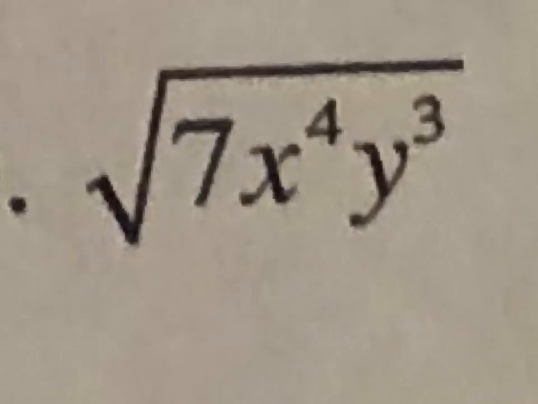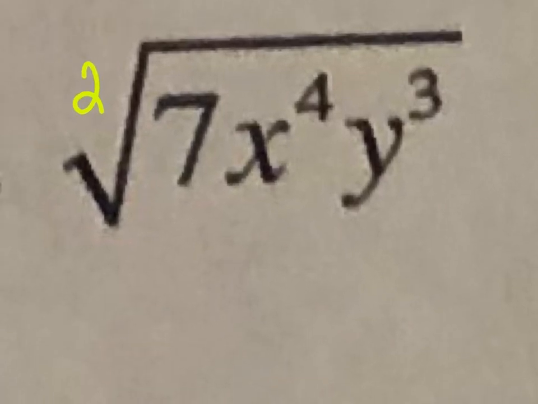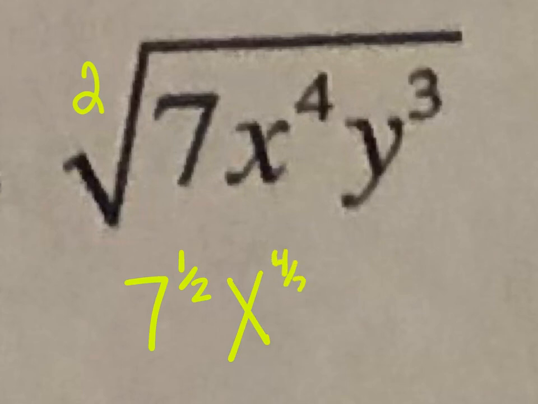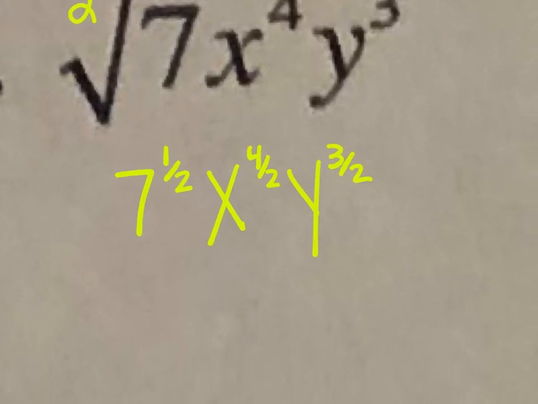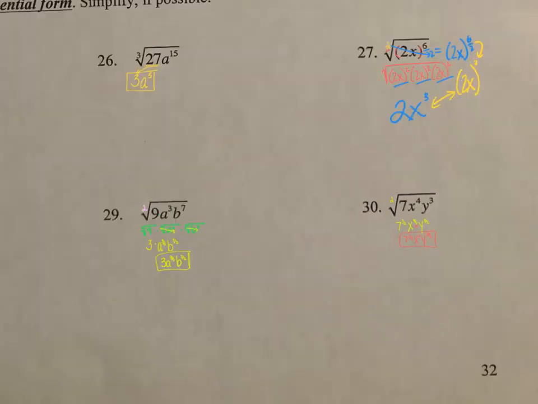All right, put a 2 on the outside. We get 7 to the 1/2, x to 4/2, y to 3/2. We can do a little simplifying here. We're going to go 7 to the 1/2, x squared, y to 3/2. Okay.